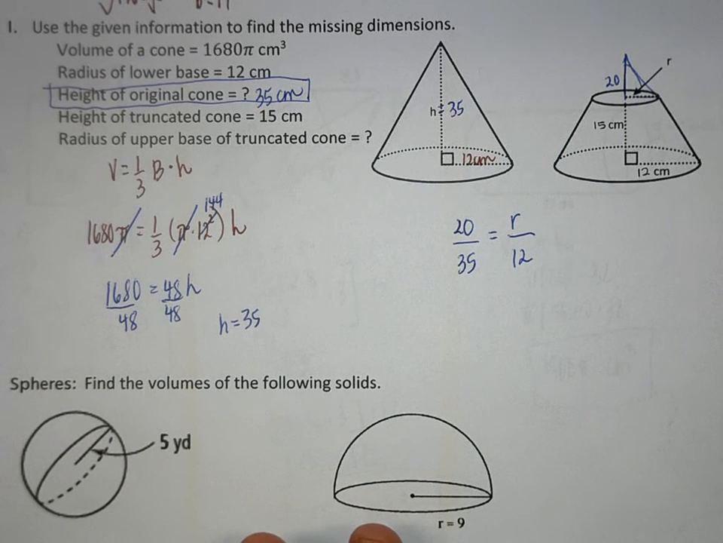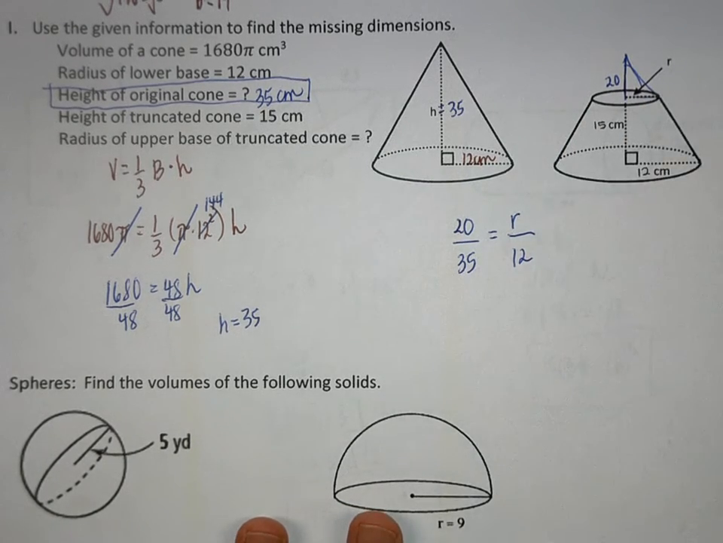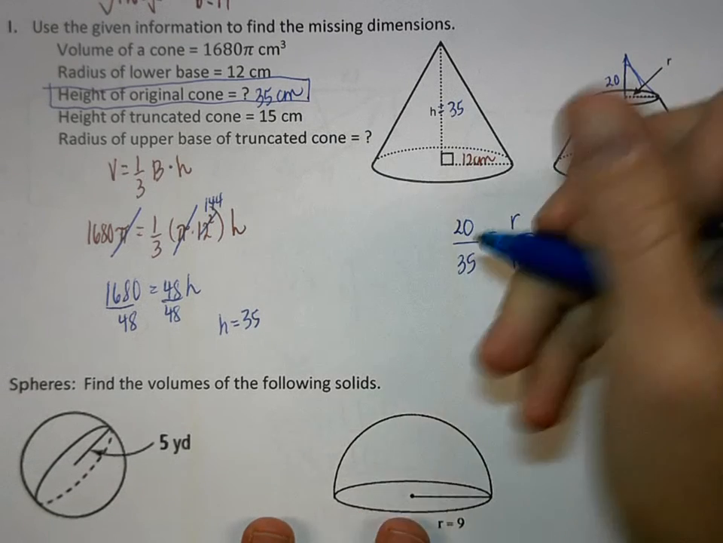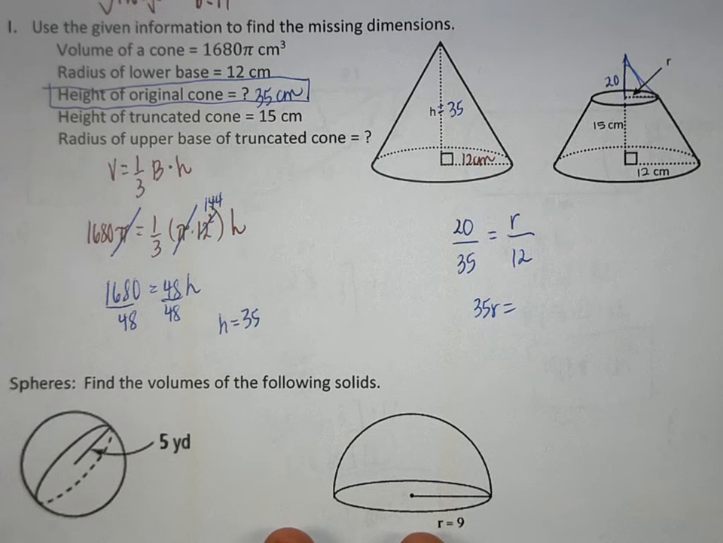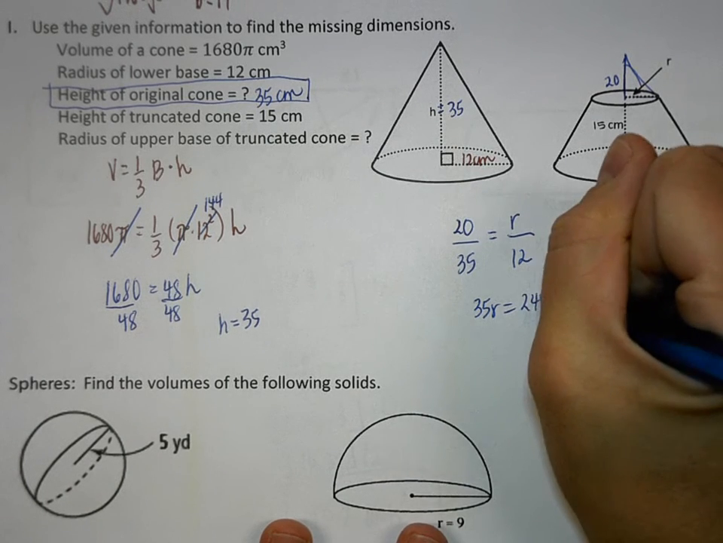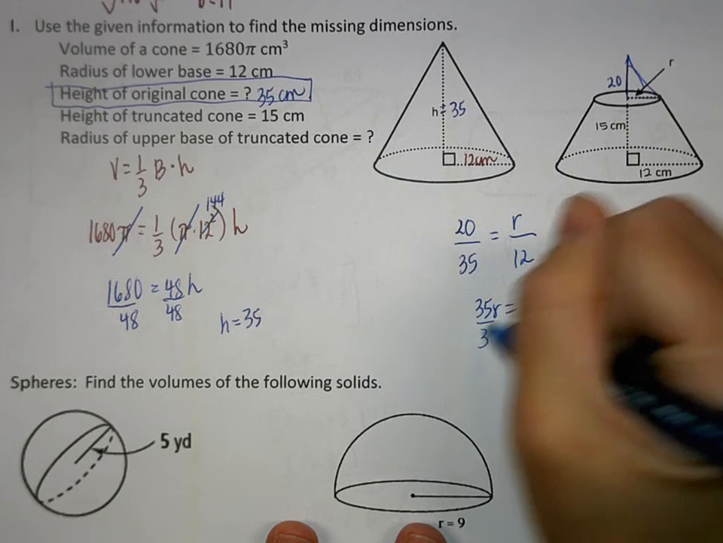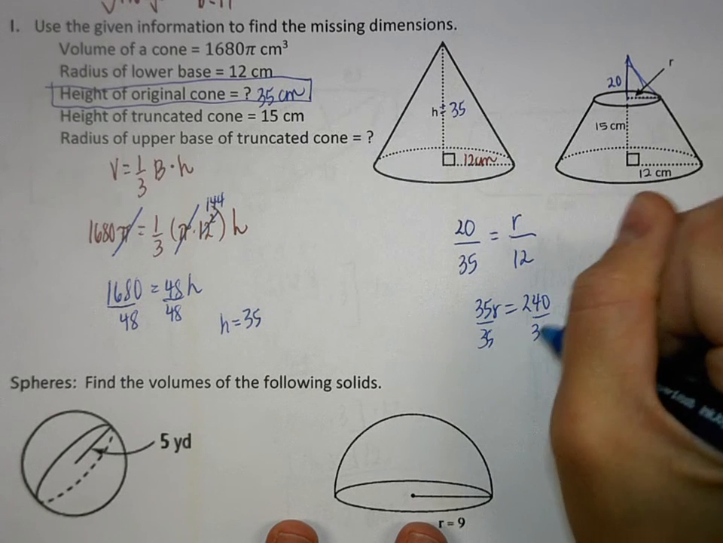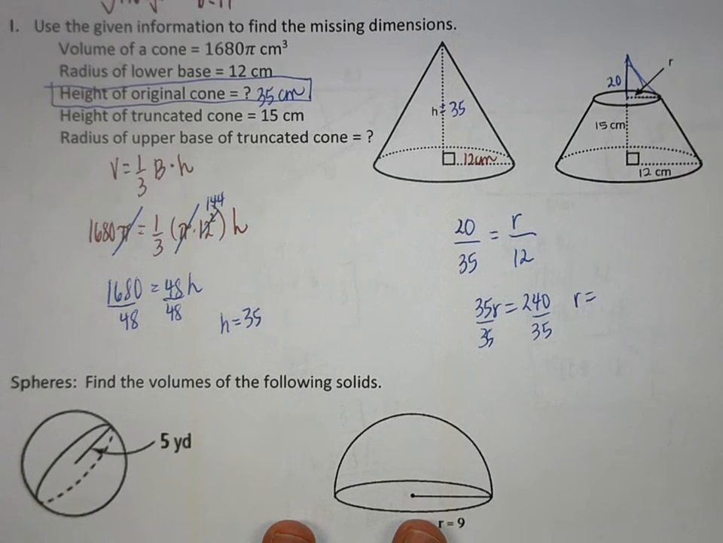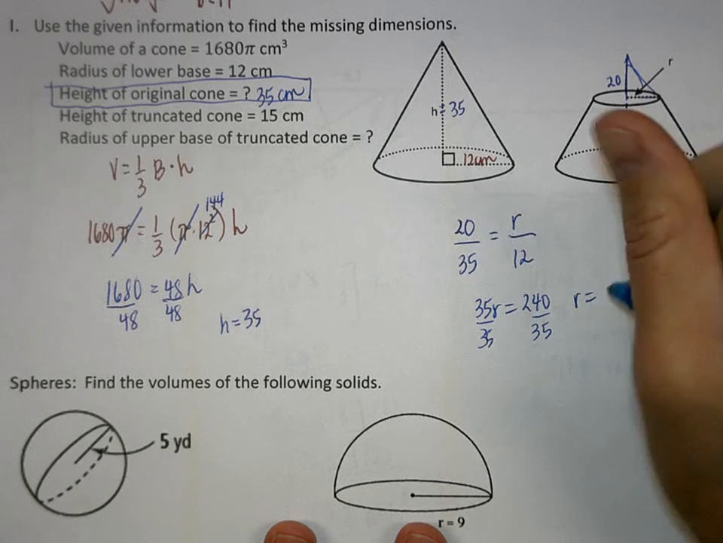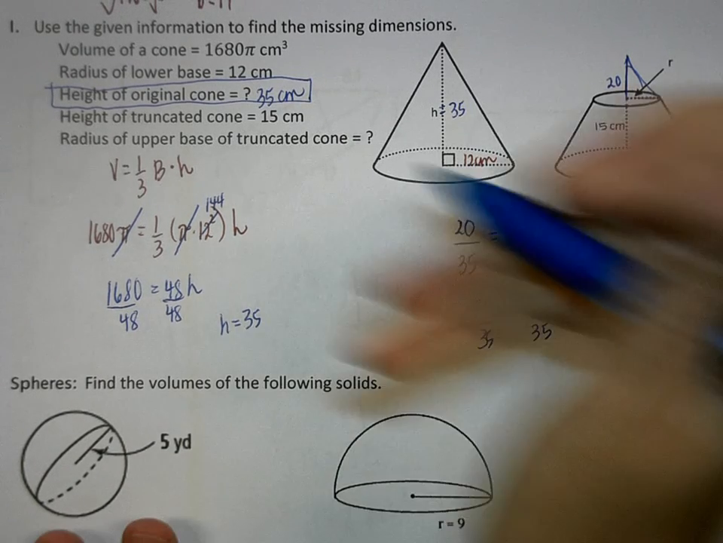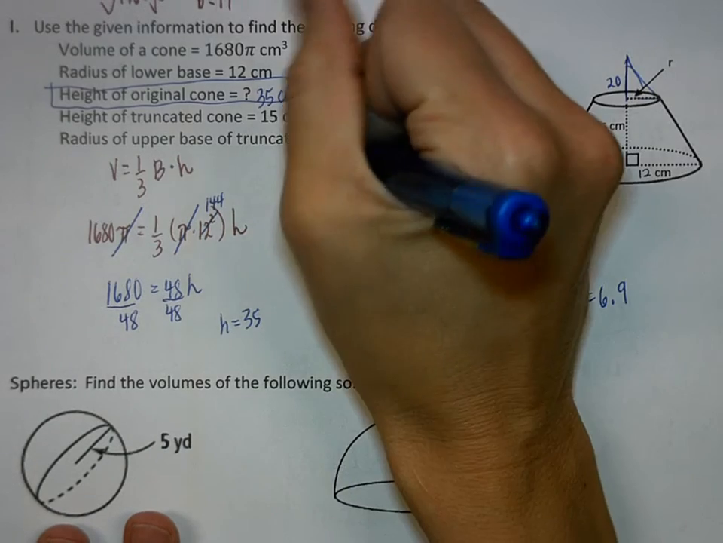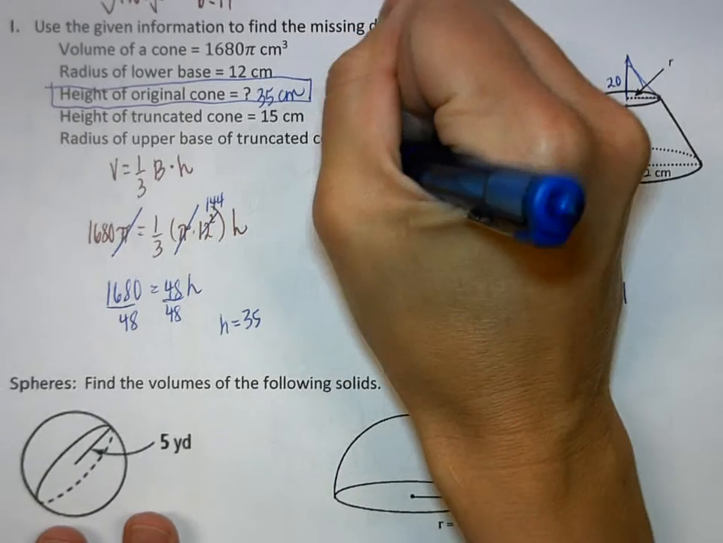Then we're just going to cross multiply. 35 times r equals 20 times 12, which is 240. Then we divide by 35 on both sides, and we find that r equals 6.9. So the radius of the upper truncated cone is 6.9 centimeters.